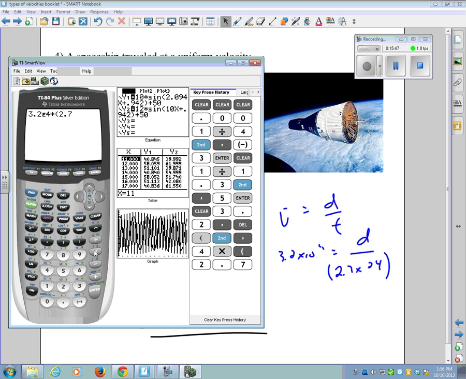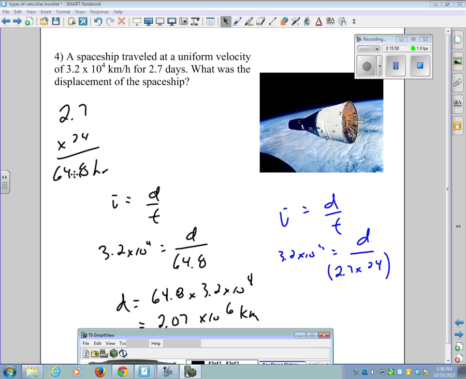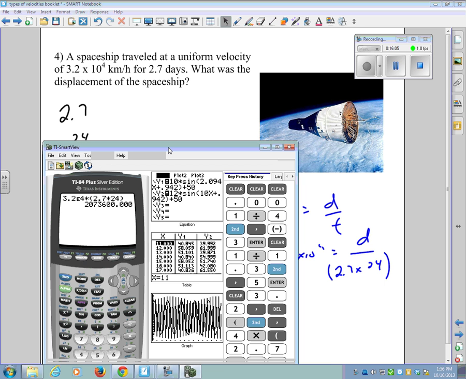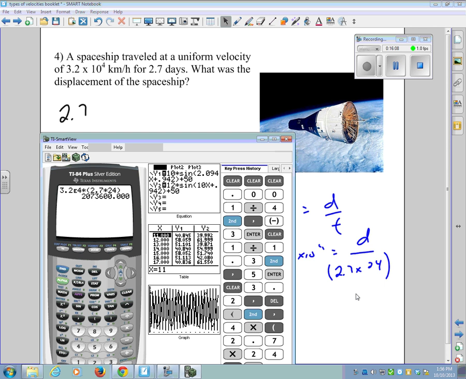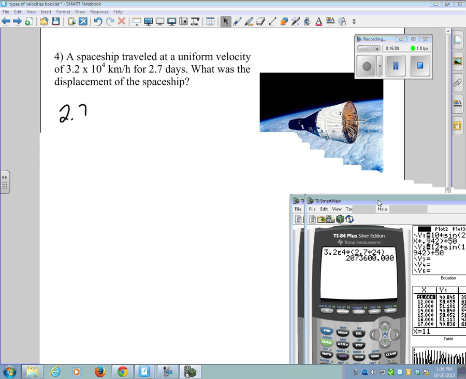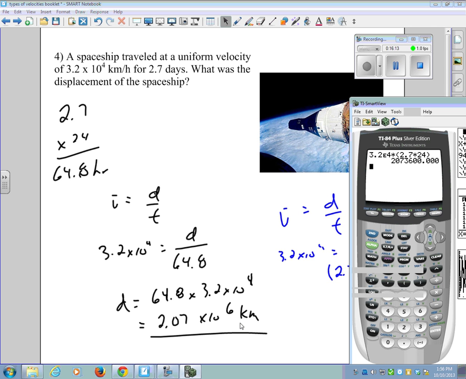2.7 times 24. So this is actually what I did on my calculator, right? And this is how I get the 2.07. Okay? Because we did this, the 2.7 times 24, and then we did a bit of rounding, we lost some precision here, right? So it's probably a good idea to do this. Here's a great example: if you gave me an answer of 2 times 10 to the 6, but I got on my paper 2.07 times 10 to the 6, as long as I see how you arrived at that, full marks, no problem.